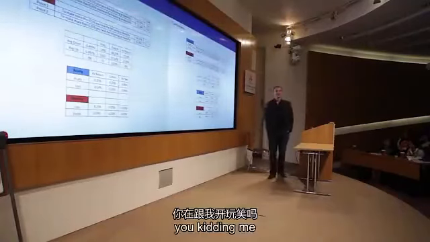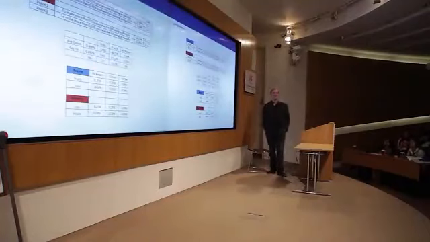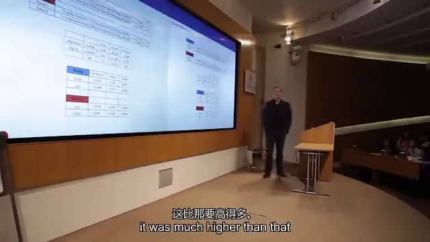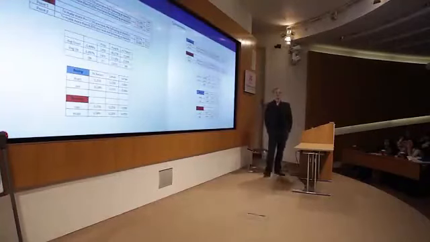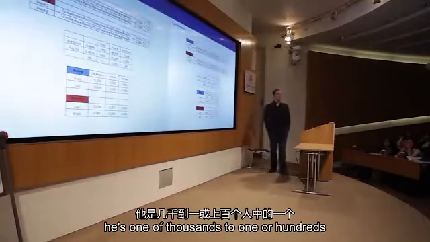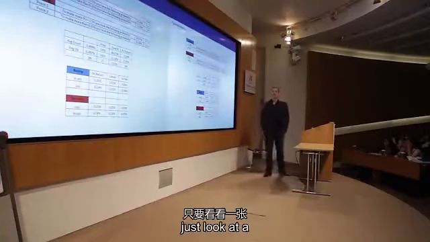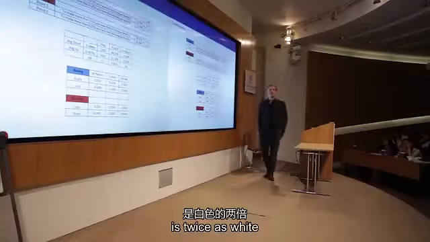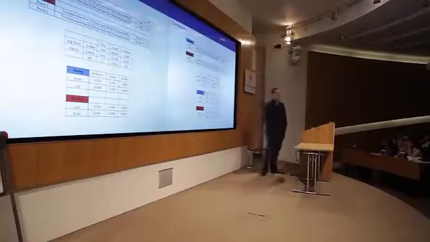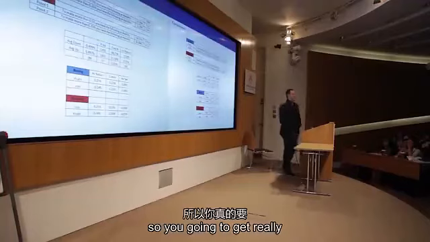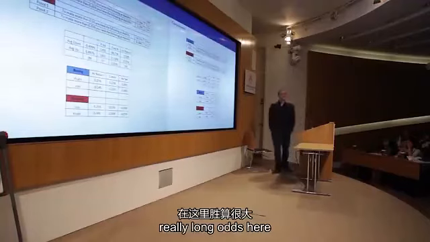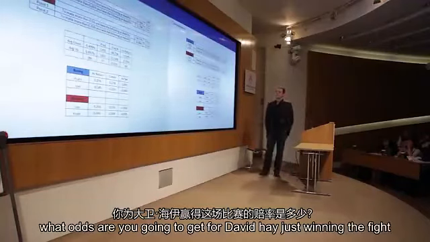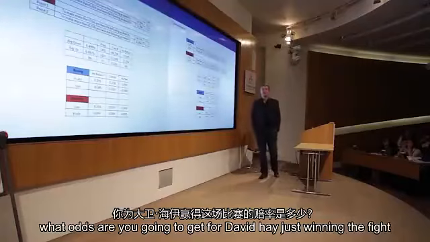20 to 1. You kidding me? You'd want much higher odds than that, wouldn't you? You'd want thousands to 1 or hundreds to 1 at least. It's just not going to happen. He's twice his weight, right? So you're going to get really, really long odds, yeah? What odds are you going to get for David Haye just winning the fight?